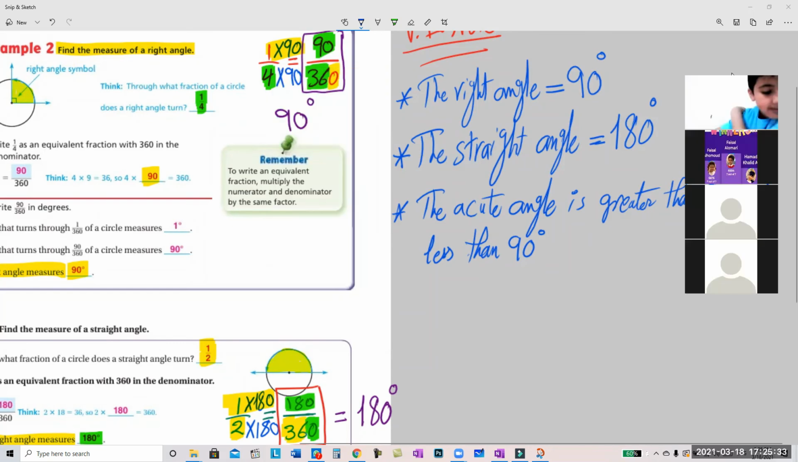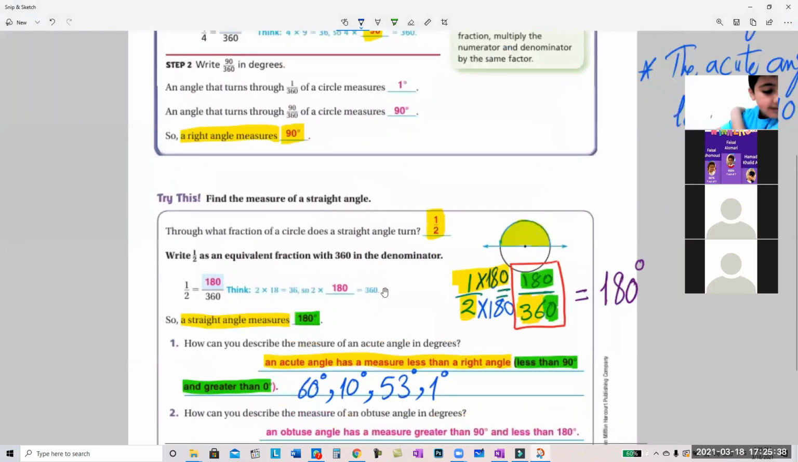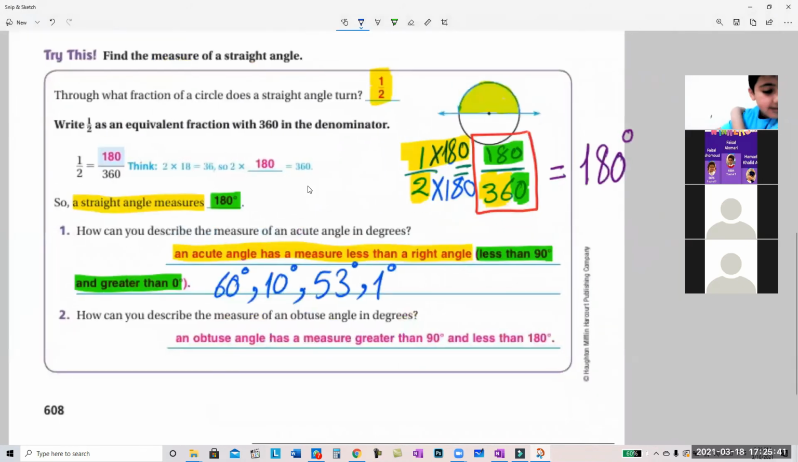Okay, now, the last type of our angles here, okay? The obtuse angle. What is the meaning of an obtuse angle? An obtuse angle has a measure greater than 90 degrees and less than 180, okay? So I will ask someone to give me an example for an obtuse angle, greater than 90 and less than 180.